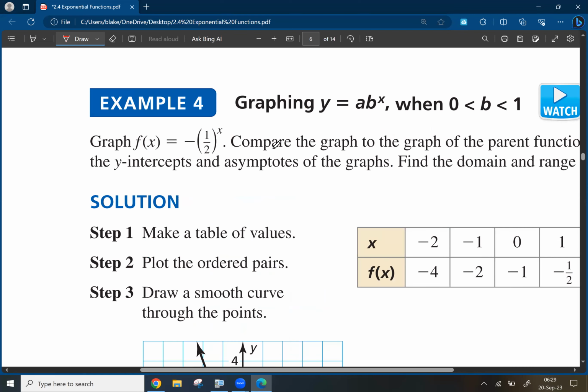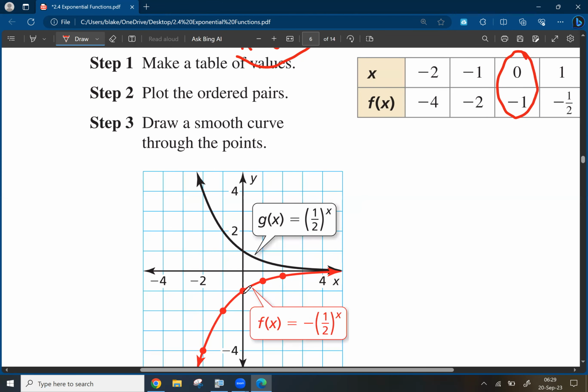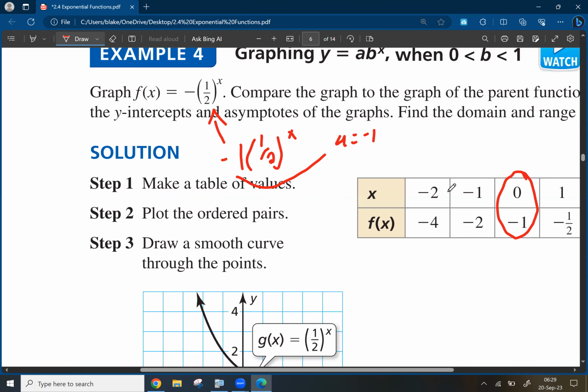So this is, again, basically a negative 1 times a 1/2 to the x power. So things that I'll talk about is, since the A value is negative 1, that's going to be our y-intercept. And you can see that here. When x is 0, the f of x or y value is negative 1. And again, you can see that on this red dot here. Negative 1 is your y-intercept. It's the point when x is 0.